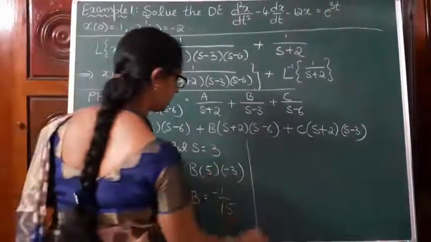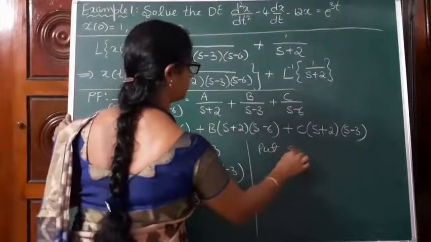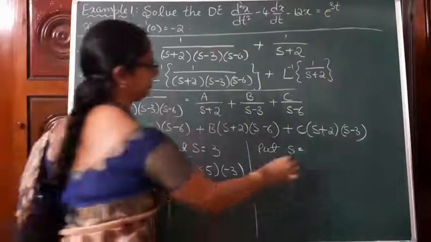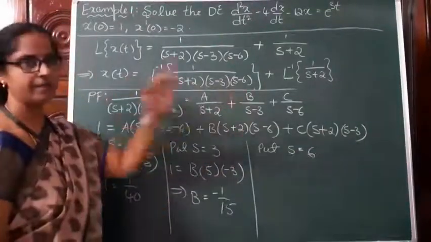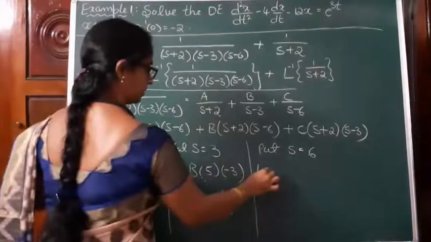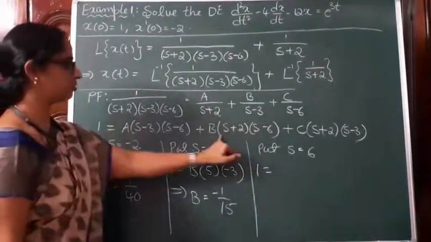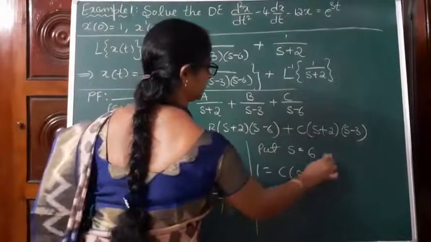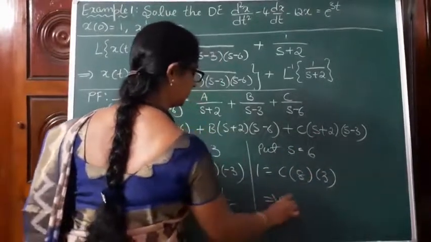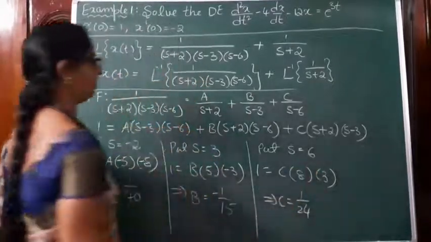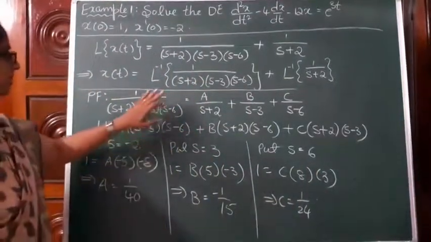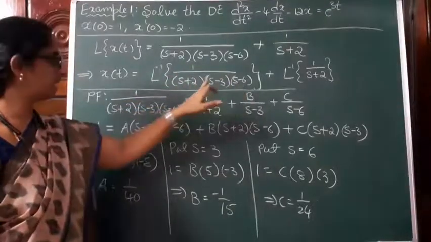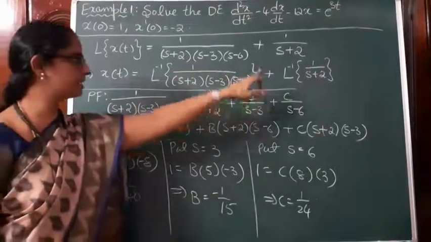And now, to find C, what do we put? s equal to 6, so that these two terms become 0 and we get the value of C. So the left hand side is 1, these two terms go to 0, and this is C into 6 plus 2, which is 8, into 6 minus 3, which is 3. Therefore C is equal to 1 by 24. So we have resolved into partial fractions. Now we can write L inverse of 1 by s plus 2 into s minus 3 into s minus 6 as A by s plus 2 plus B by s minus 3 plus C by s minus 6.